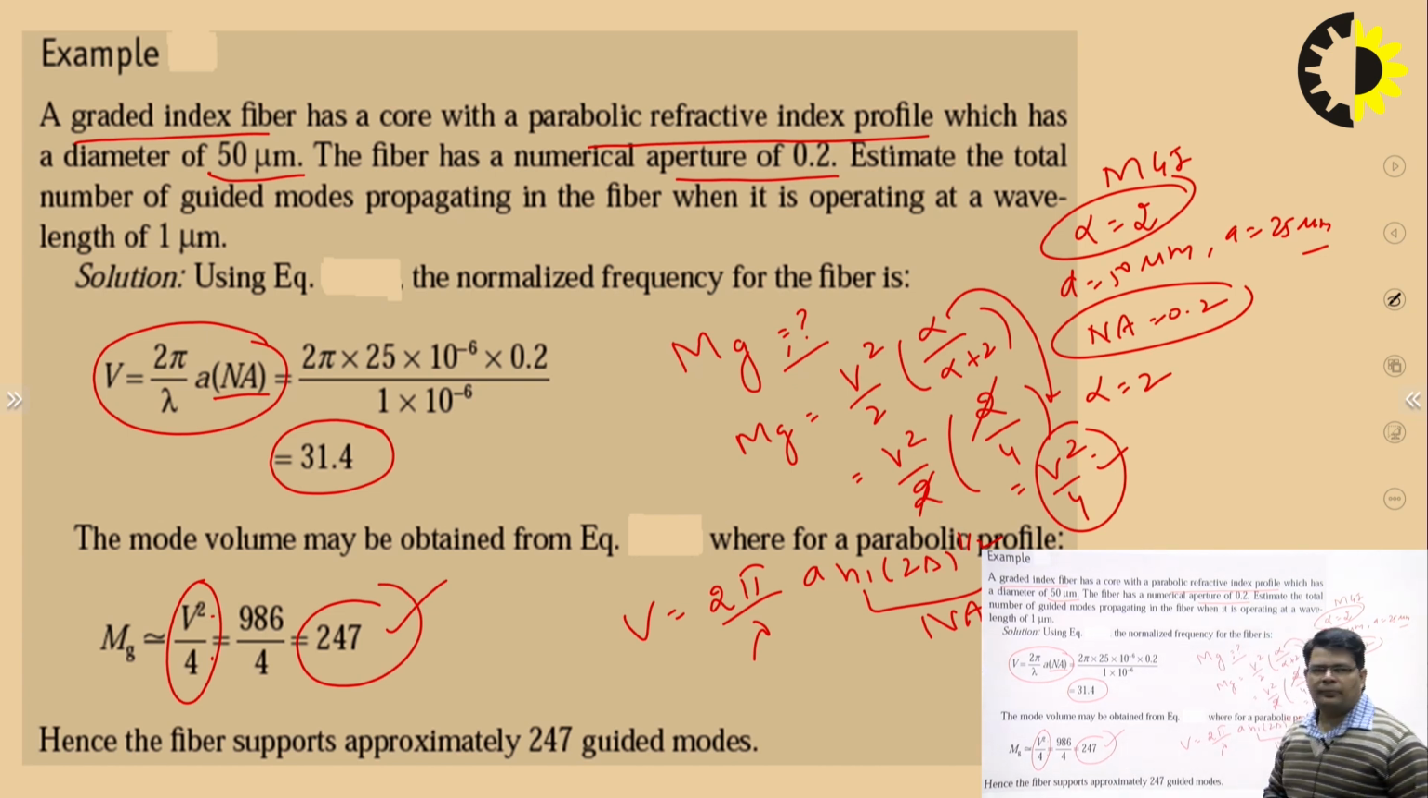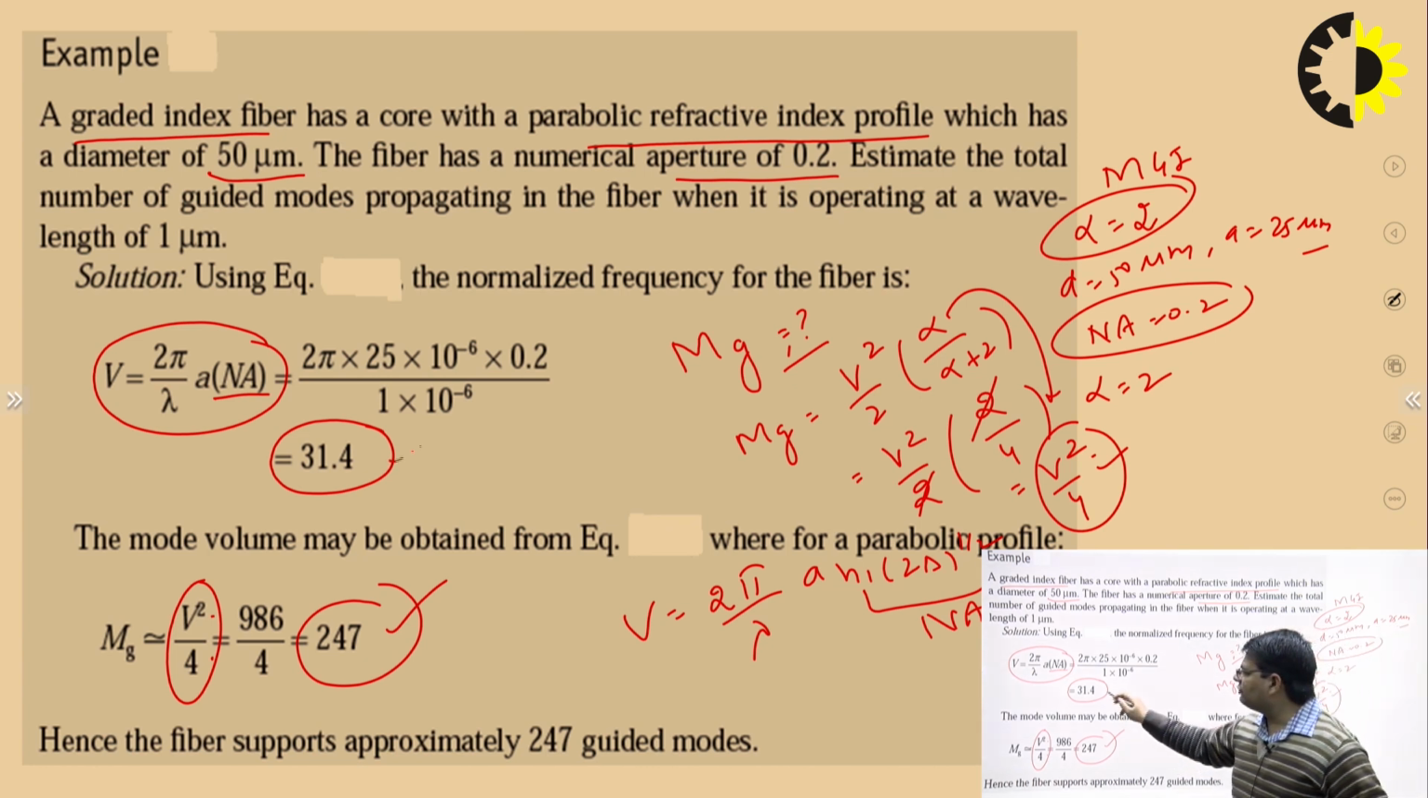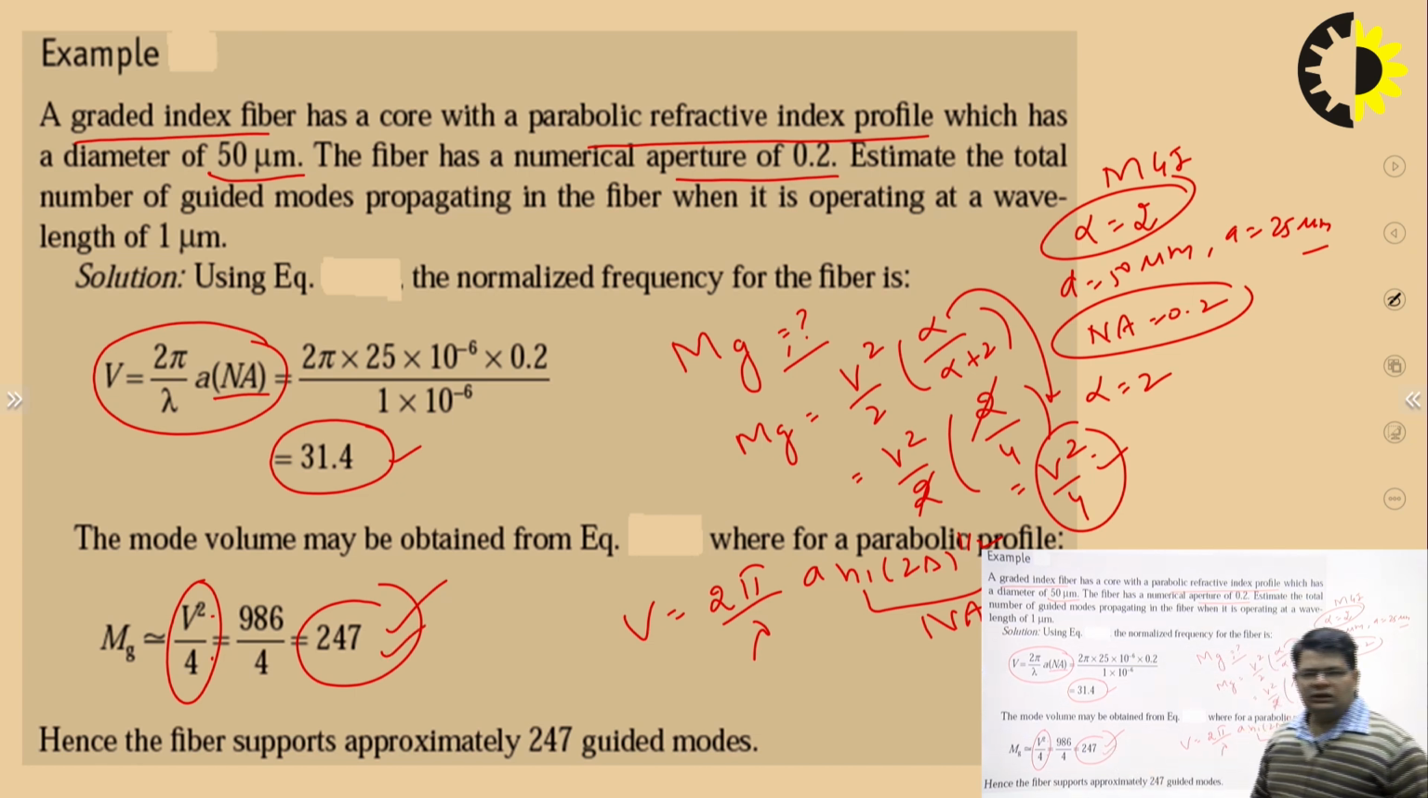247. So from this we can see that the v number in the case of graded index fiber is slightly less, and so accordingly the number of modes propagating in the graded index fiber are also less as compared to the step index fiber.